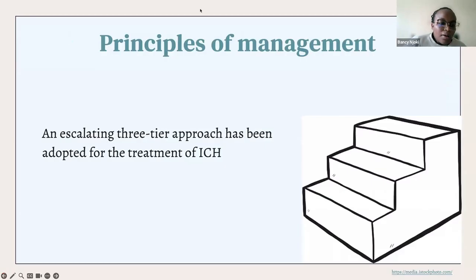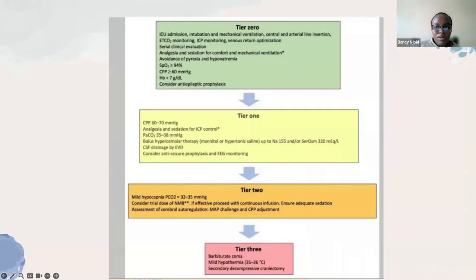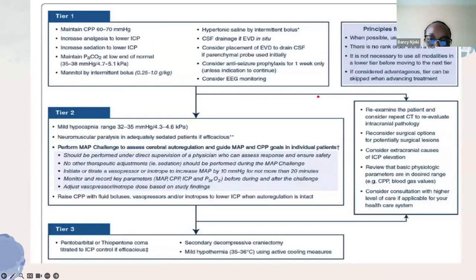So we'll look at a summarized approach to everything that has been discussed. This is an escalating 3-tier approach that has been adopted for the treatment of ICH. The next slide is a bit more detailed. So there are 3 tiers: tier 1, tier 2, tier 3.